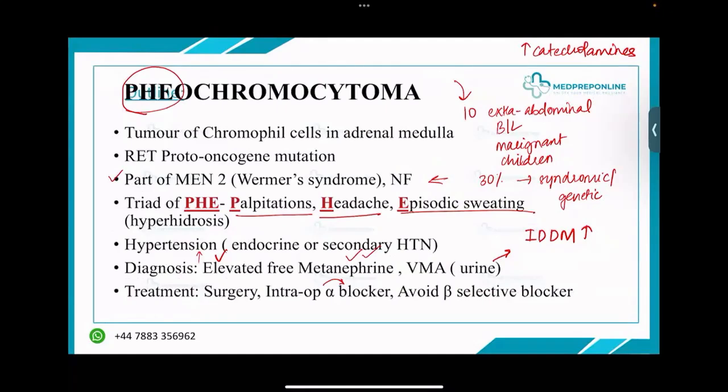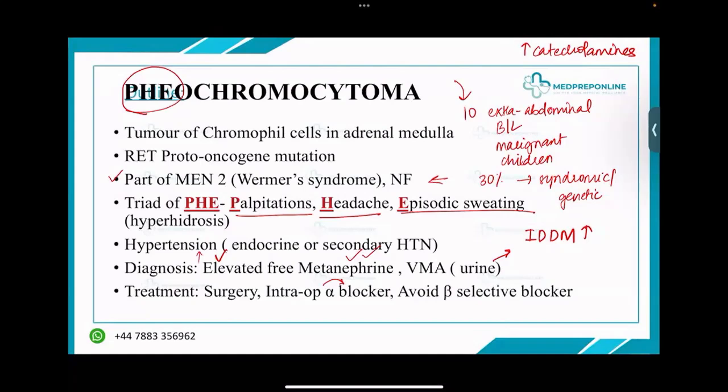Can anyone tell me why? Something we studied back in our medical school. Pheochromocytoma. What happens if I give a selective beta blocker? We cannot give a beta blocker because it can lead to breathing problems, and also cardiac output will get reduced.